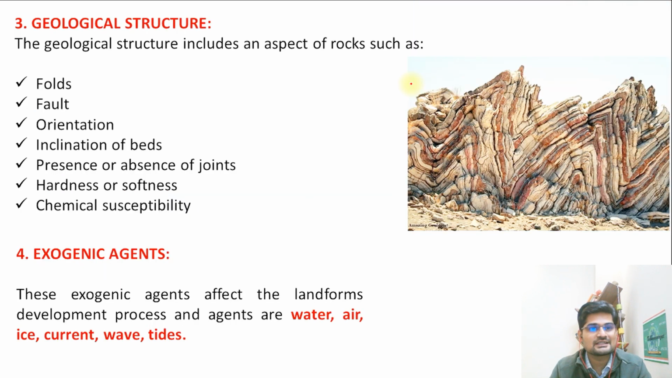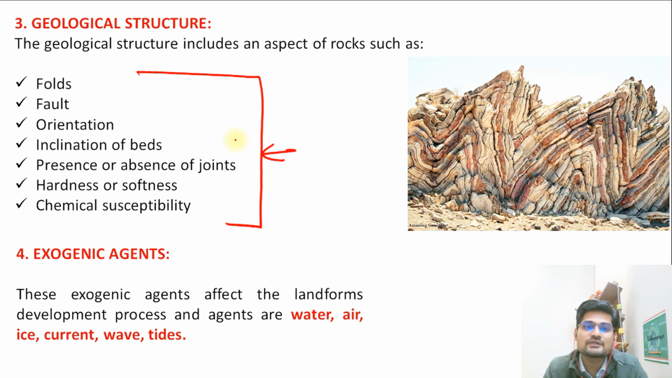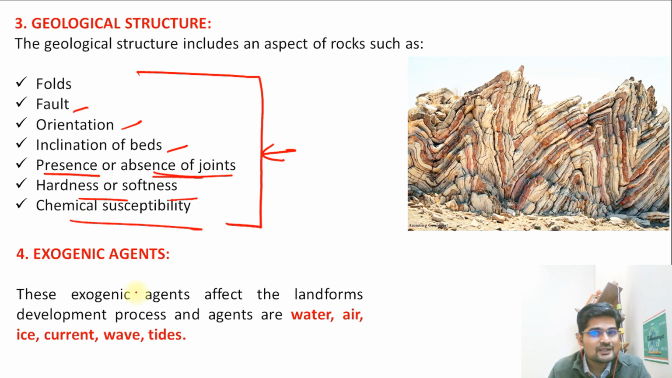Then there is the geological structure, and we have studied all these features in detail in previous lectures: folds, faults, orientation, inclination, declination, presence or absence of joints, hardness or softness of the rock, then chemical susceptibility. If you see this fold structure, this is about geological processes, like the plate tectonic process or folding process. That is what is important.